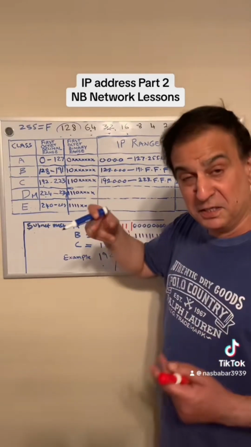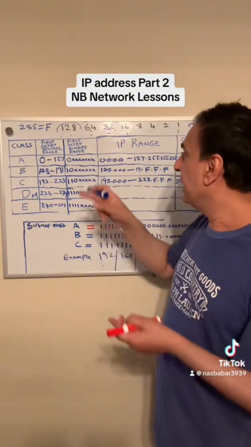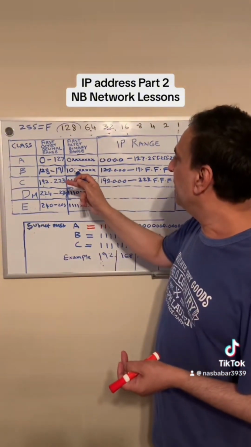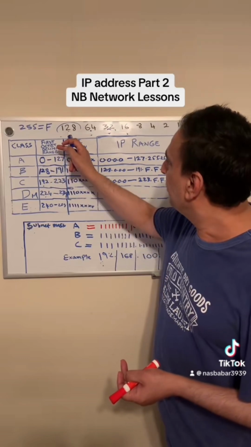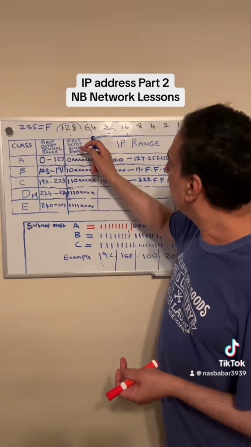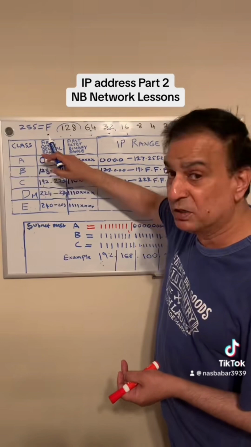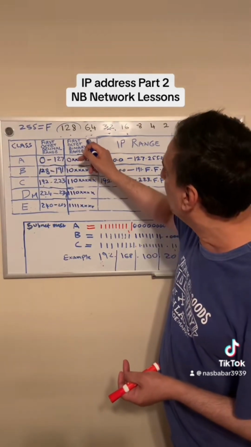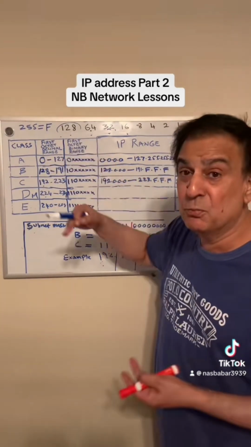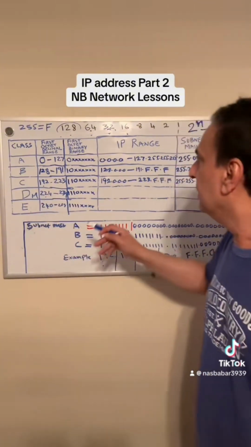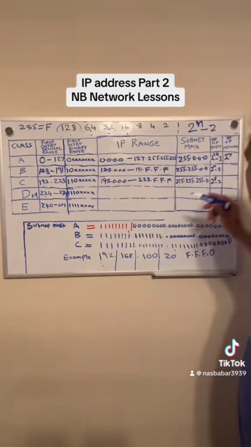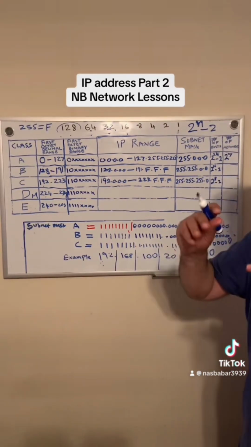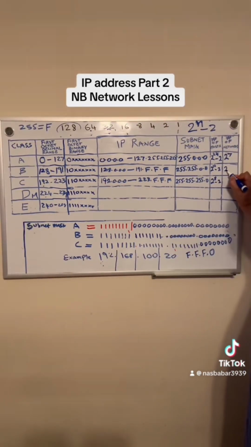Because earlier in my lesson 1, part 1, I explained that 1 and 0 is because if we have 1 over here, 128, we cannot have a number more than 128. If I use this 1 also and 1 also, that's going to make it more than 192, which is not allowed. So these 2 bits are always going to be 1 and 0. So for the number of networks, we have 2 raised to the power 14.